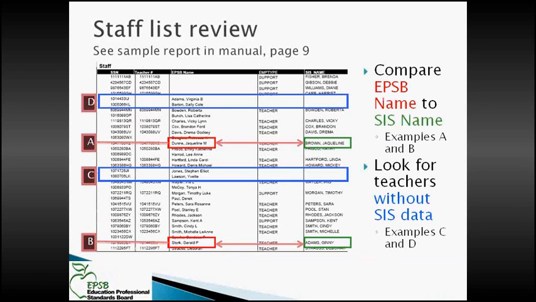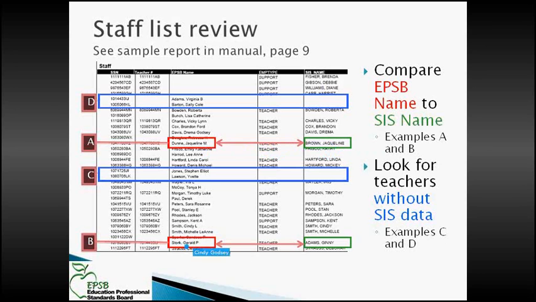This is how to do the staff list review. You want to compare the EPSB name, which is in this column right here, to the SIS name, which is in the far right-hand side, and make sure that they match. Example A is a person that has probably changed their last name. That's not going to cause a problem with LEAD. It will confuse your principals at HQ time, so you'll want to make sure that that does get matched up. The teacher can log in and change their name in our system at any time.